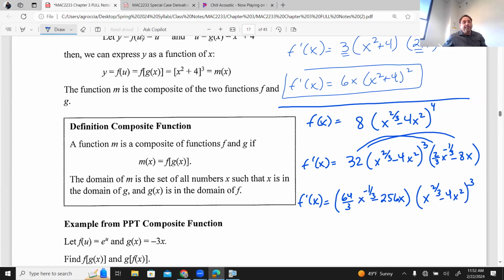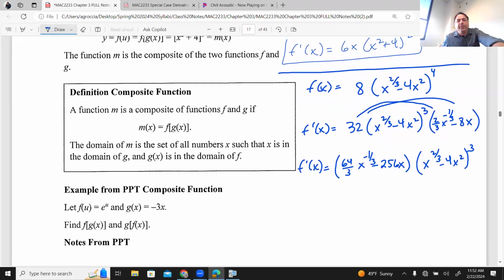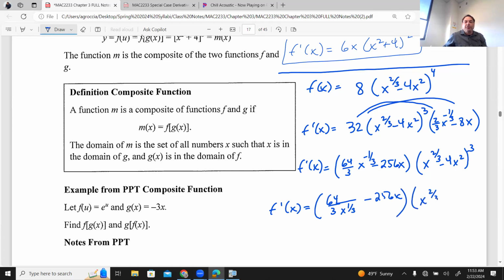Now, at this point, you're going to ask yourself, okay, what can I do more? How can I keep going? And the answer is, I probably wouldn't. The only thing I personally would do, you don't have to, but I would make that x to the negative 1/3 positive by bringing it down. And I'm actually foreshadowing the future. So if you have a negative exponent, how do you make it positive? Move it down, vice versa. Minus 256x, and then x to the 2/3 minus 4x squared to the 3rd.